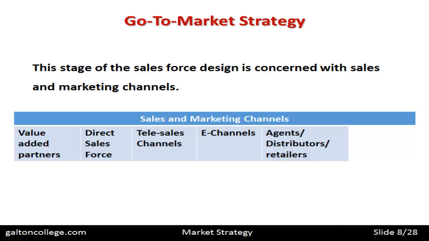But agents, distributors and retailers, those are more traditional forms of channels, where the distributors and the retailers get together to try and sell the product. They have agents who are involved in the activity. That's a more traditional form of selling.